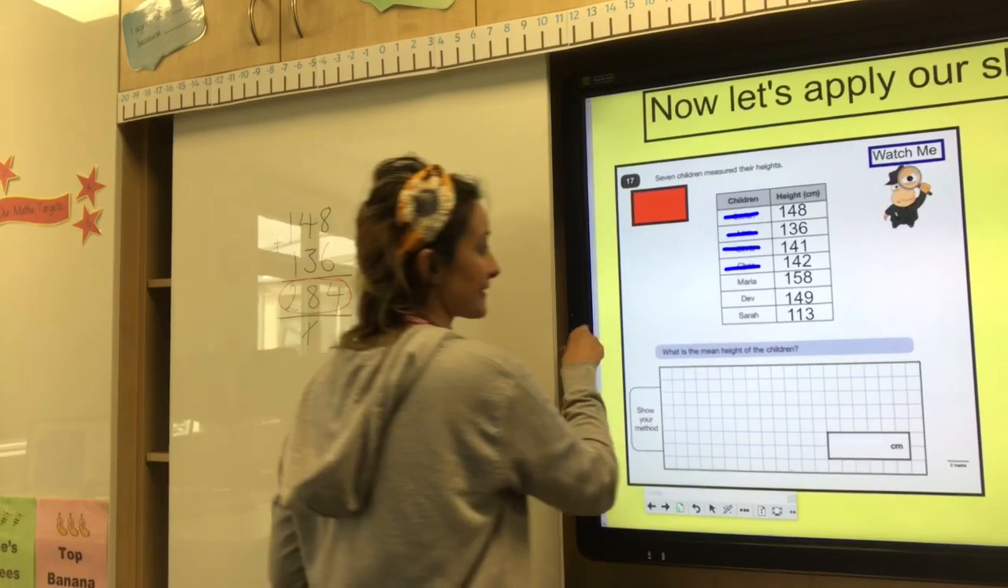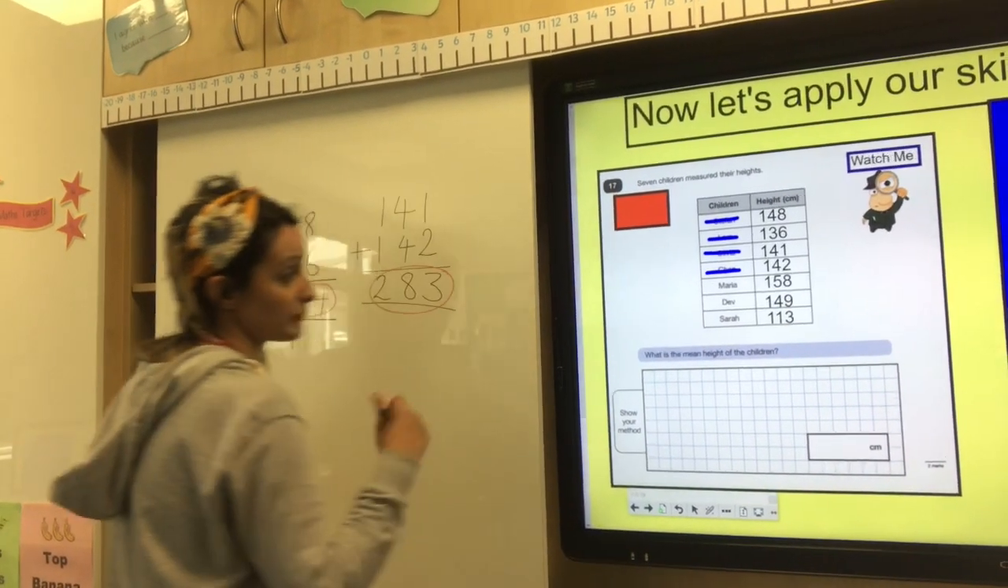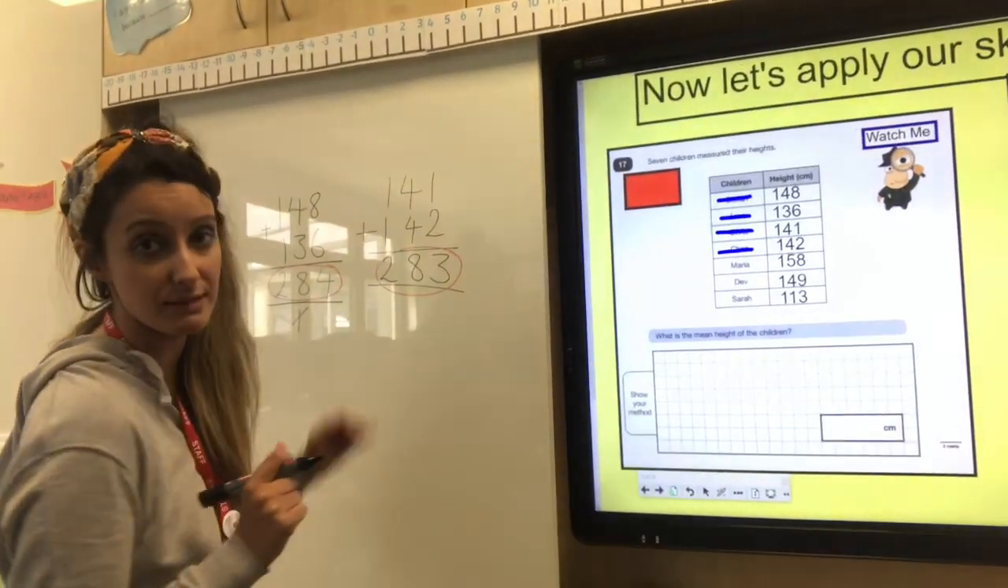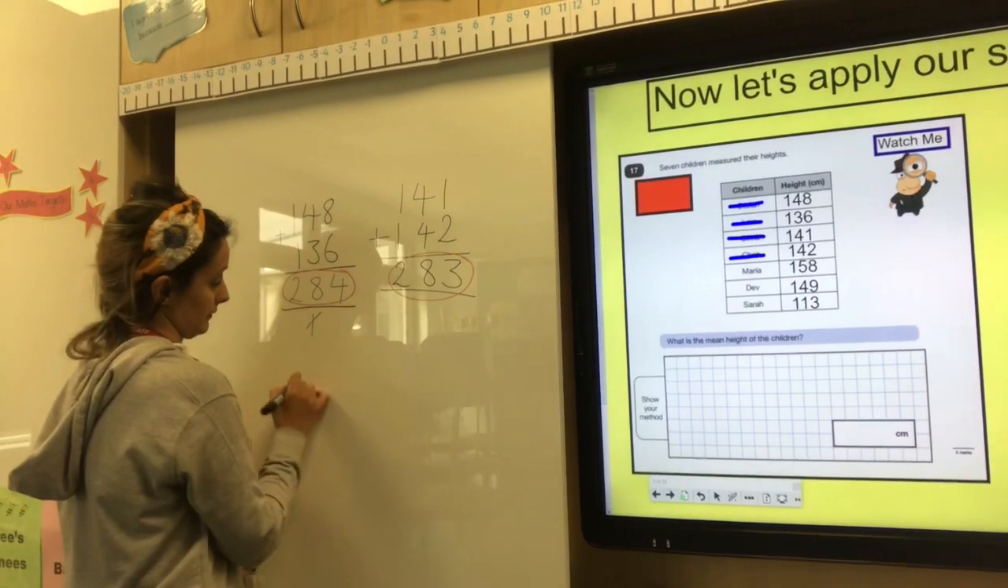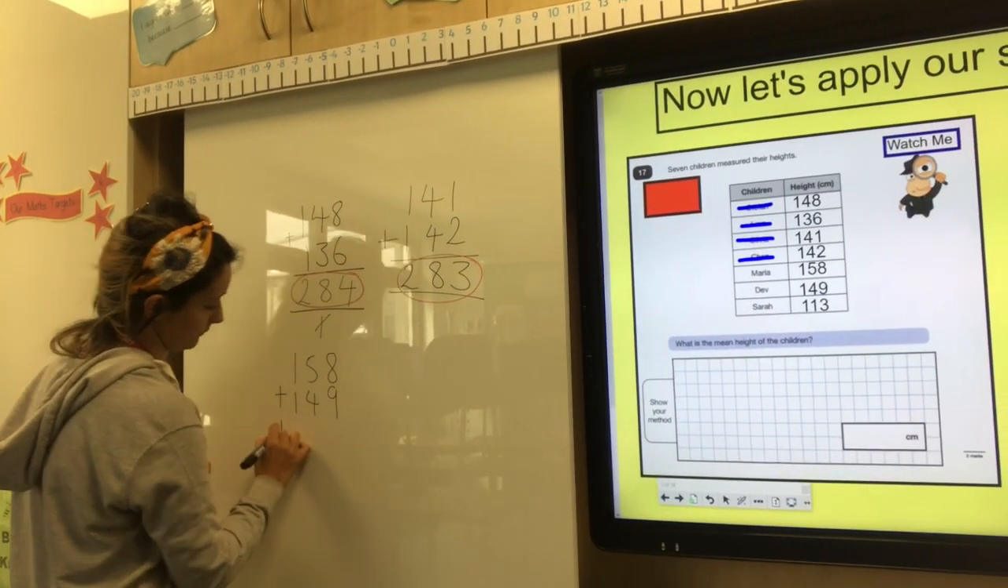I won't. So the last part here, if we're going to add 3-digit numbers together, that's absolutely fine, but we must be accurate with our calculations. We can't afford to make mistakes, particularly in year 6, of simple column addition. Okay, 158, 149, 113.